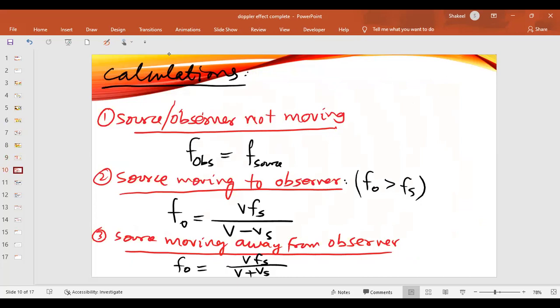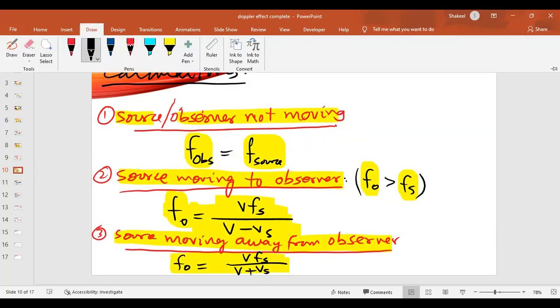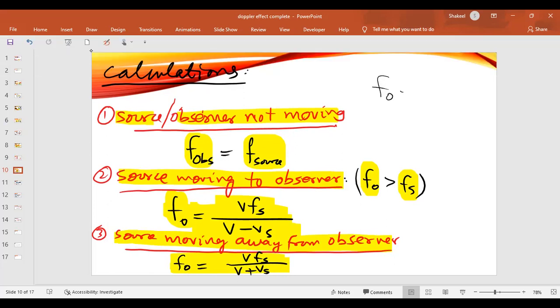So what are the calculations? If the source and observer are not moving, then the observed frequency is equal to the source frequency. If the source is moving towards the observer, then the observer will hear a frequency greater than the source frequency, so you will use this formula: F0 is v Fs over v minus vs. And if the source is moving away from the observer, you will use the same equation but with a positive sign. And remember, F0 is the observed frequency, Fs is the frequency produced by the source, v is the wave speed, and vs is the source speed.